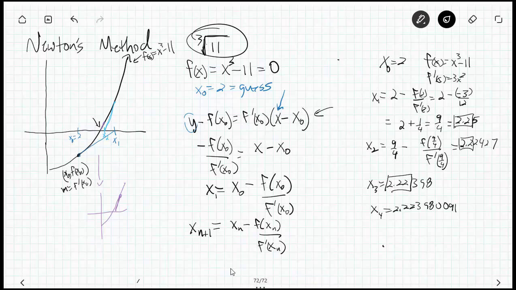Ladies and gentlemen, we have Newton's method. Not very difficult. I think it's super fun and super cool. Pretty useful. Enjoy, and I'll see you in the next lesson.